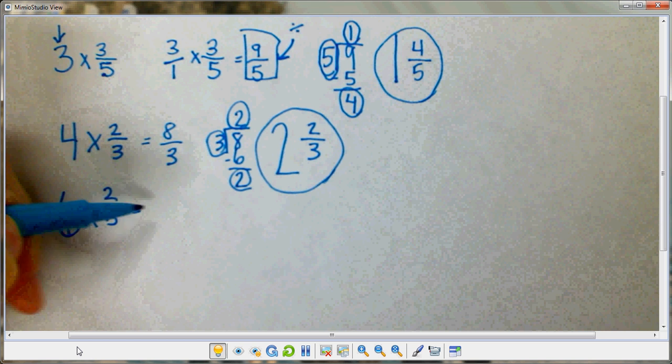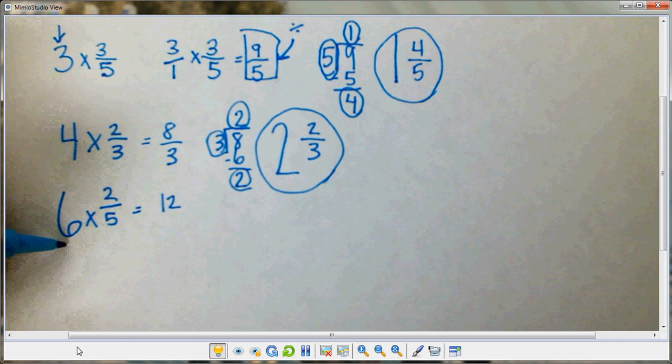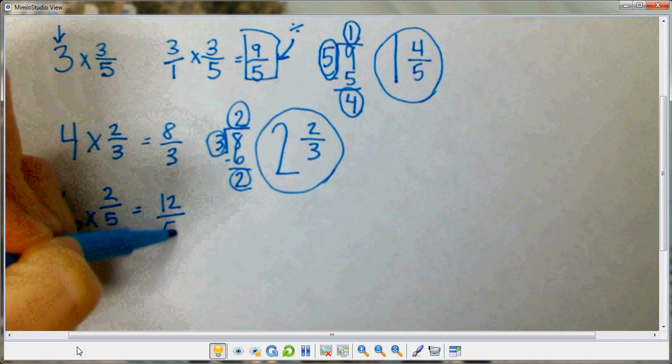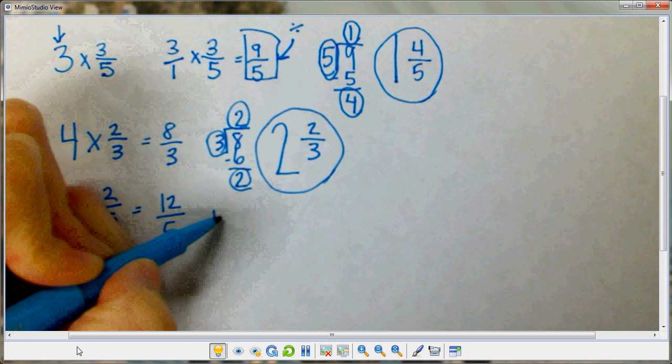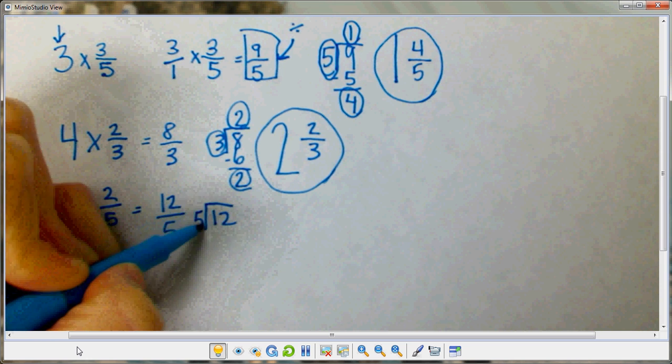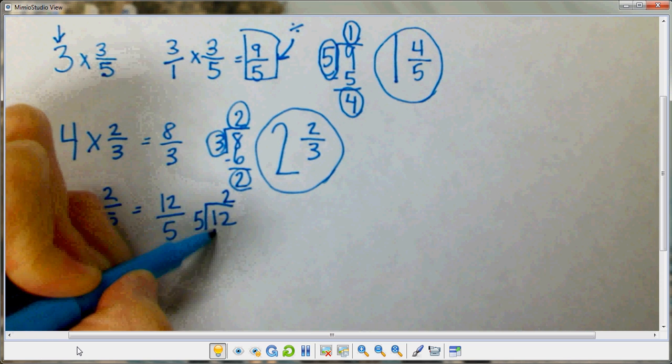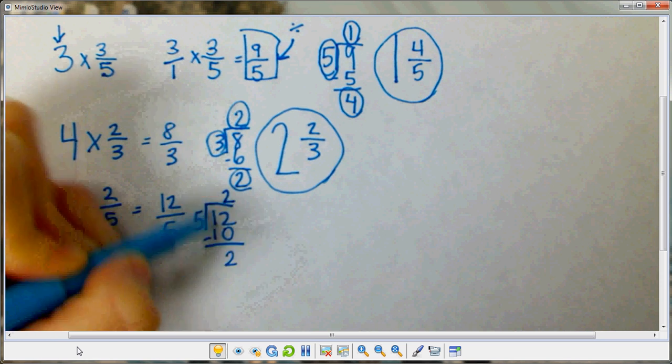6 times 2 is 12. I know that would be a 1 down there at the bottom. 1 times 5 is 5. This is improper. 12 divided by 5 is what I would have to do next. 5 fits into 12 2 times, which is 10, and when I subtract, I have 2 left over.